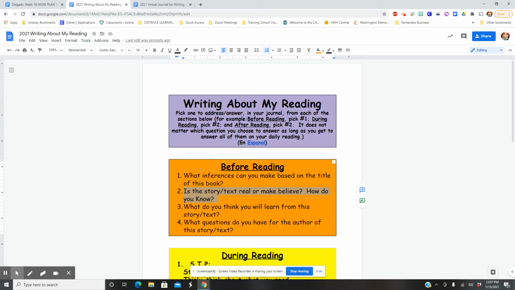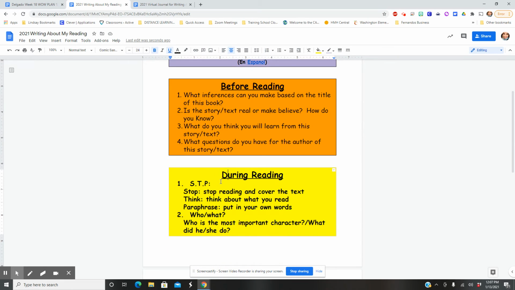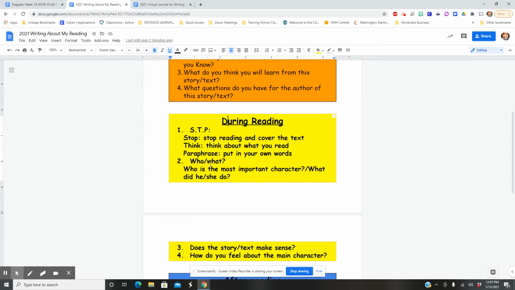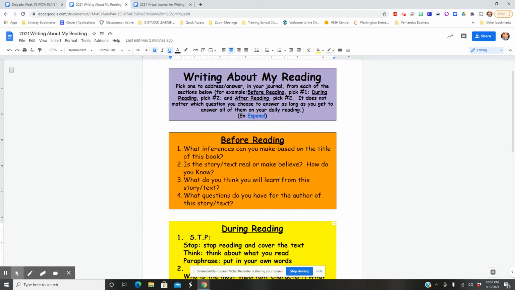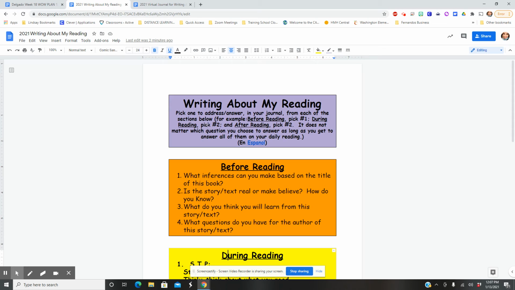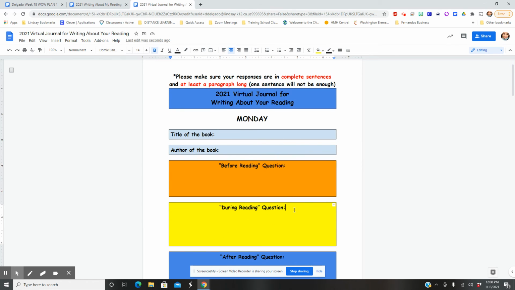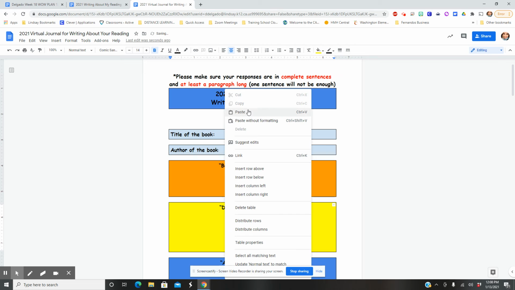Then you would go to your during reading. I can either practice STP, I can do my who or the what, I can answer, does the story make sense? And how do you feel about the main character? Notice it says here, during reading, you pick number two. After reading, you pick number two. It doesn't matter which one you pick. Say I wanted to do the who and the what, so then I would copy and paste it on the yellow because that's my during reading section.